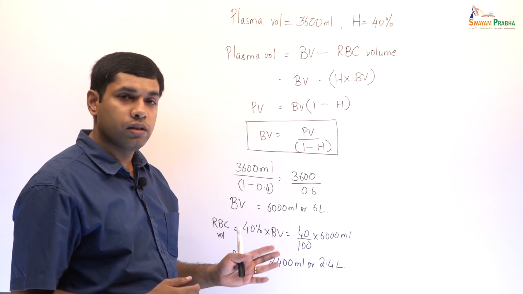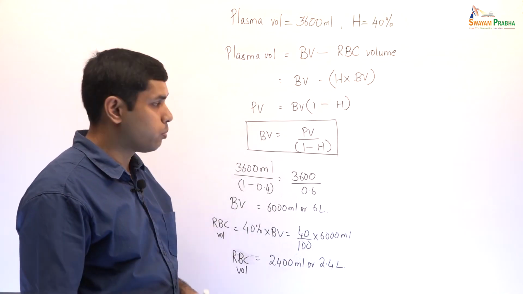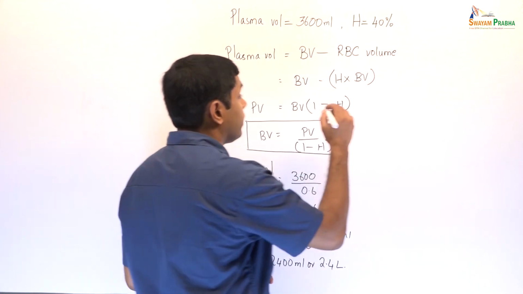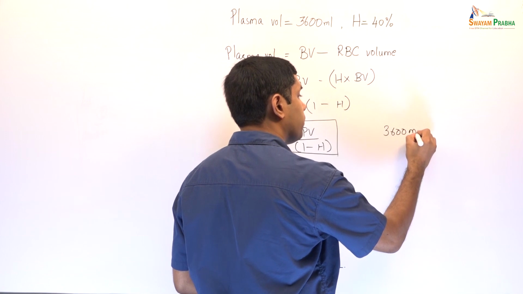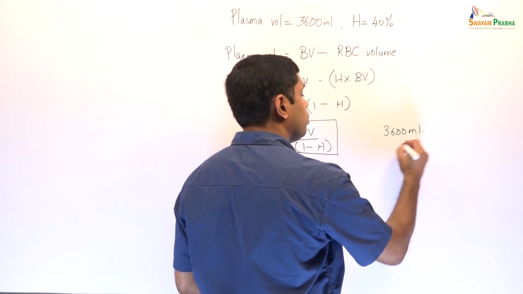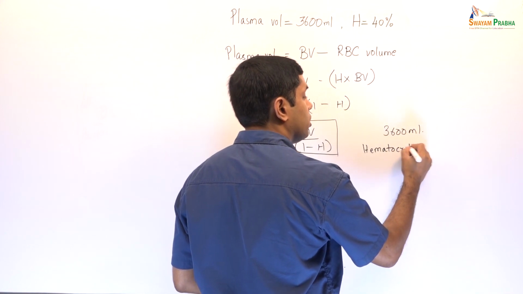Now there is a little more intuitive way of understanding or solving this problem. We know that plasma volume is 3600 ml, and we know that the hematocrit is 40%.